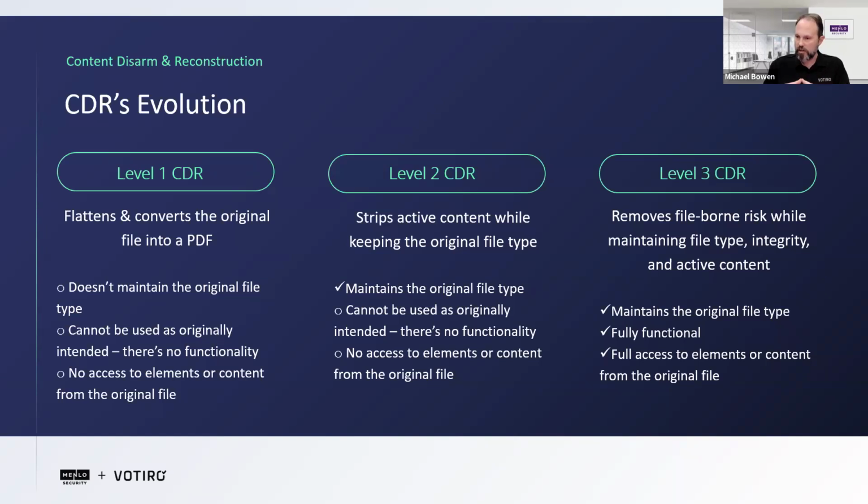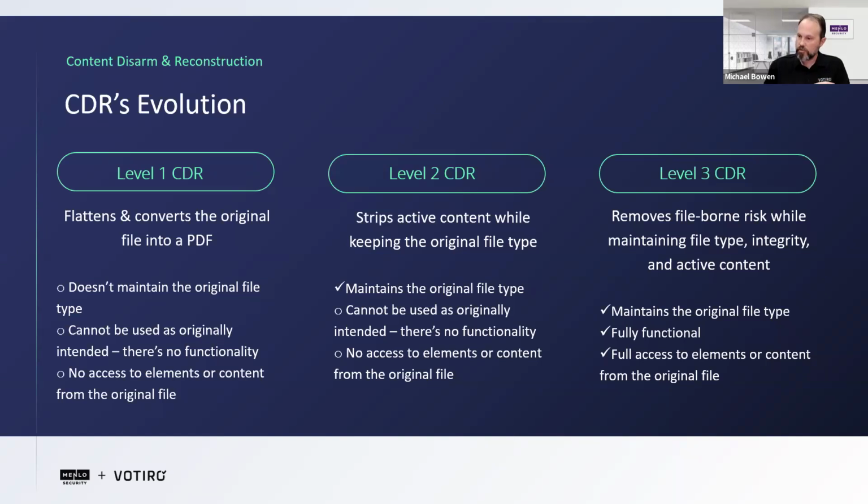The next stage of CDR was the ability to keep the file in its native format, but strip out all active content. This was a big advancement, as now users were able to get that data in the original format, but there was still an issue, as many times that active content in those files was needed to work with the files effectively. The last stage of CDR is where we are today and where Votiro is.